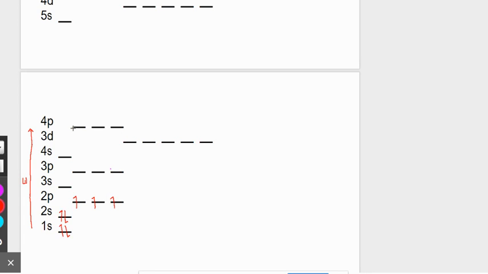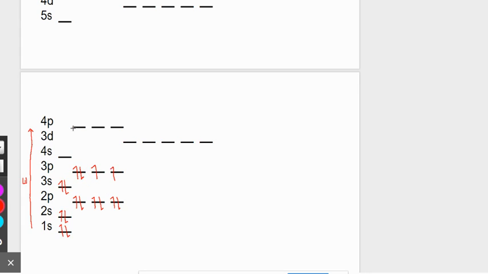Okay, so I have 2, 4, 5, 6, 7 electrons. We had 16 to draw. So now I have to pair them up before I can move up in energy. These have to be filled. Okay, so pair these up. And 2, 4, 6, 8, 10, 12, 13, 14, 15. And that last electron, the 16th electron, is going to go right here.